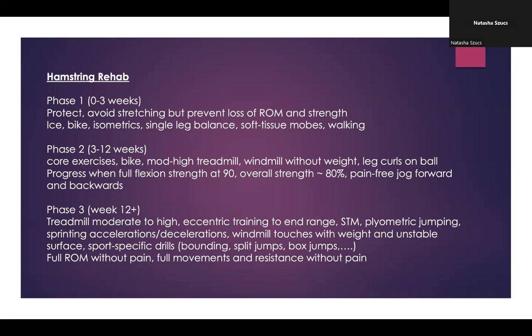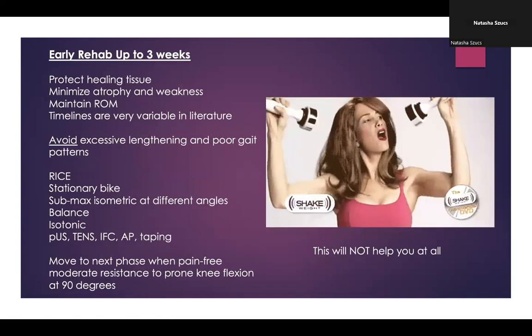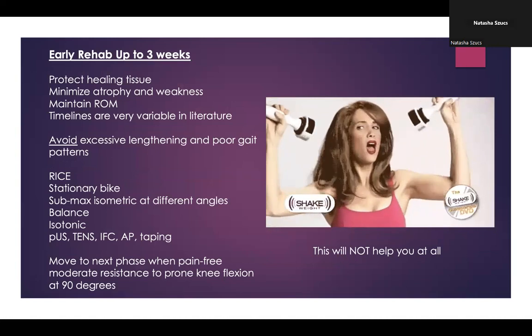And you can move into plyometrics, so doing a lot of jumping exercises, sprinting where you accelerate, decelerate every 5 meters, just kind of sprinting and stopping, sprinting and stopping. Windmill touches with weight and on unstable surfaces, BOSU, sport-specific drills. You get into bounding, split jumps, box jumps, full range motion without pain, full movements and resistance without pain. And oh yeah, here's my favorite exercise.